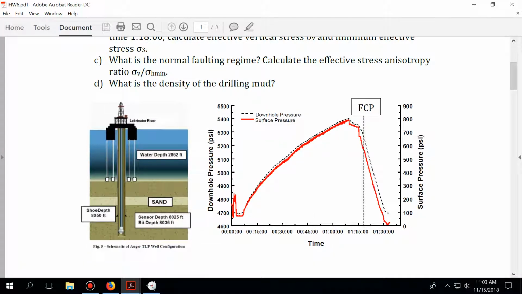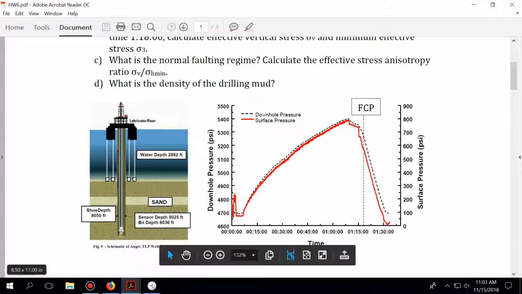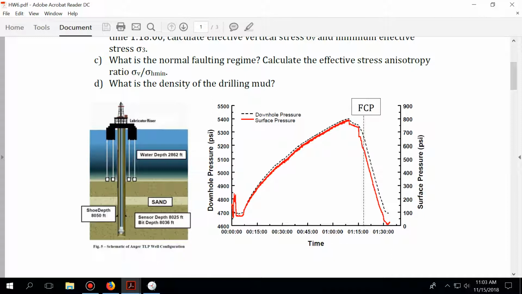you have a schematic very similar to mine, you see. My schematics are not that unrealistic. And you know the depth at which the leak-off test was done. Take this one, the shoe depth. And here you have the pressure readings of downhole pressure and surface pressure.